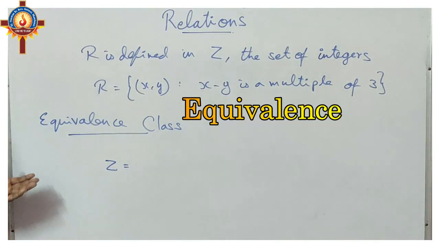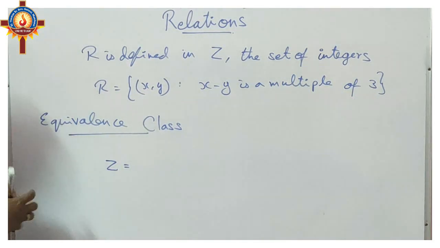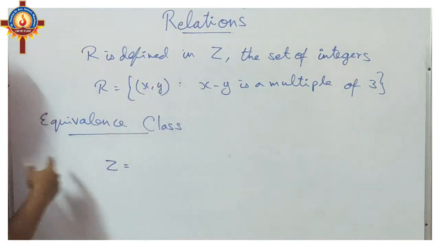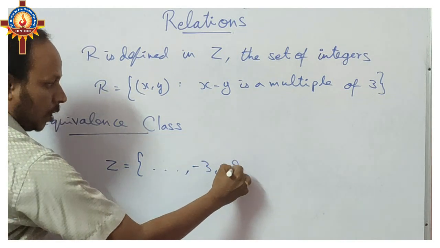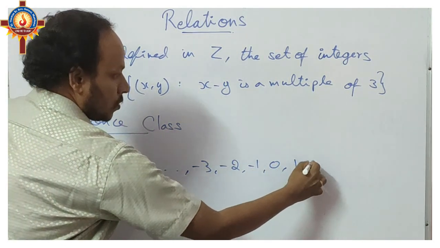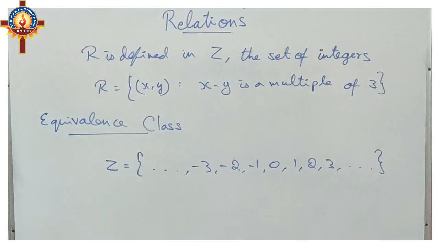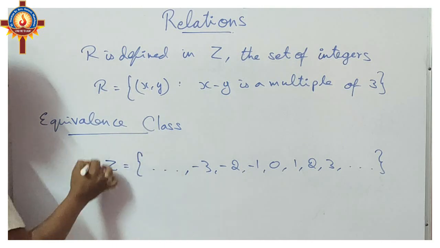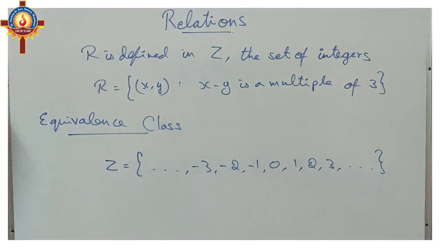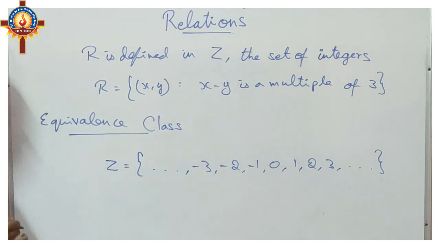Now let's see the definition of equivalence class. Considering the same example, here the given set is the set of integers Z. So we know Z contains these elements. It's an infinite set. It contains an infinite number of elements. So this is the given set. The equivalence class is actually a subset of this given set Z.